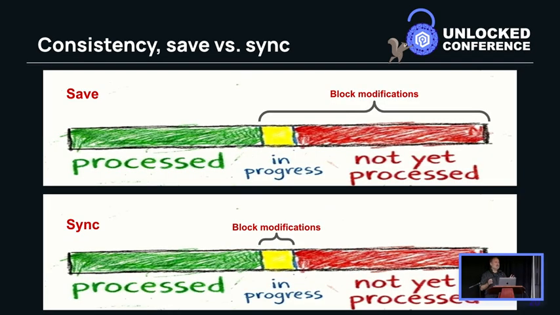And if we visualize this, we can think about processing our keys from one side to the other. We've got keys that are processed, we've got some that are in progress, and some that are not processed. You can see that we have to block the modifications and save for everything that's not been processed yet. But in sync, we only have to block modifications for that small set of keys that we're currently processing.